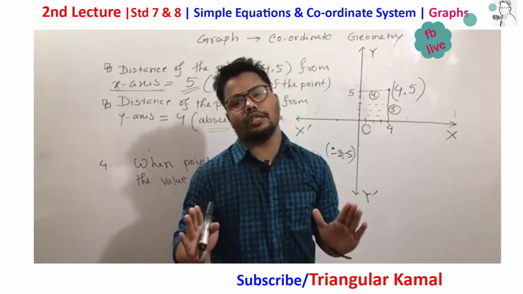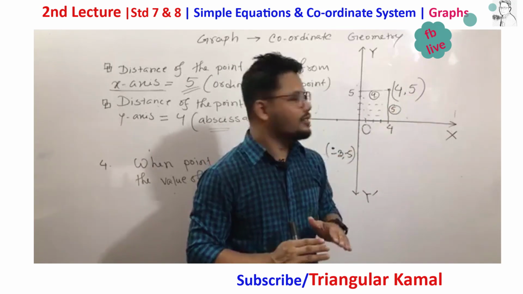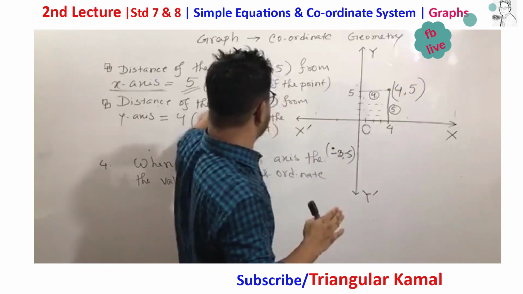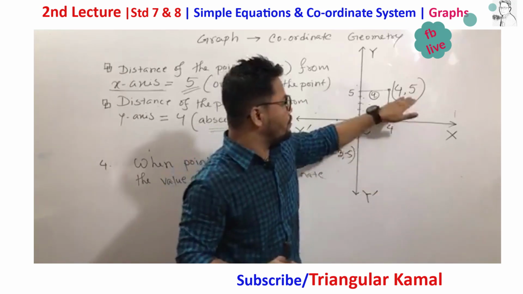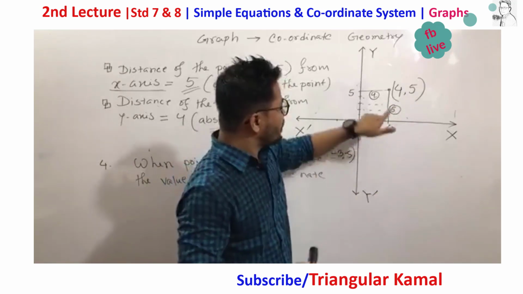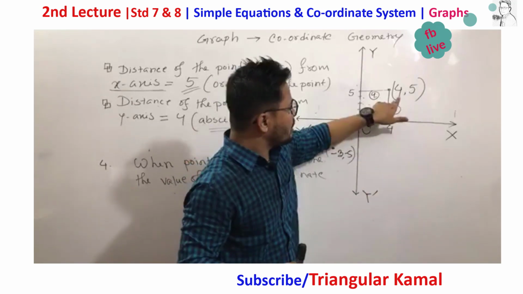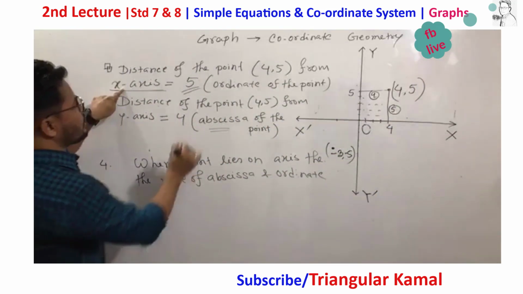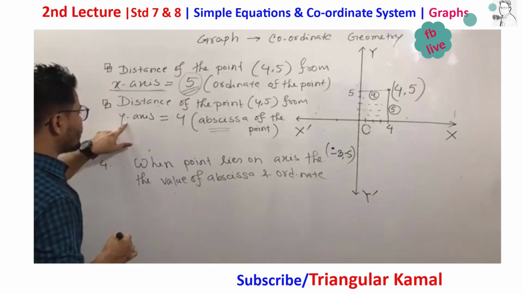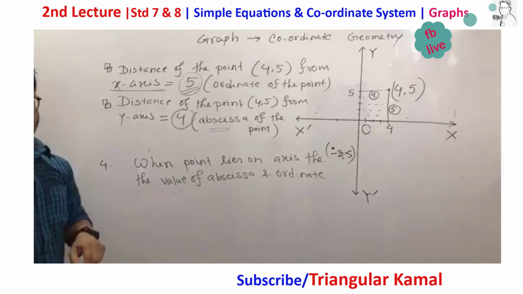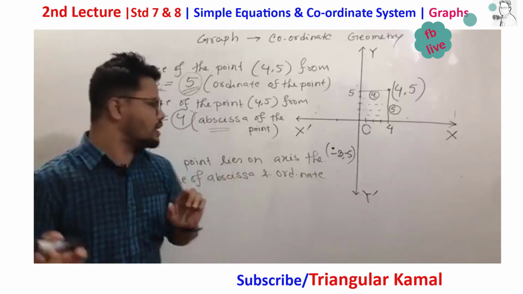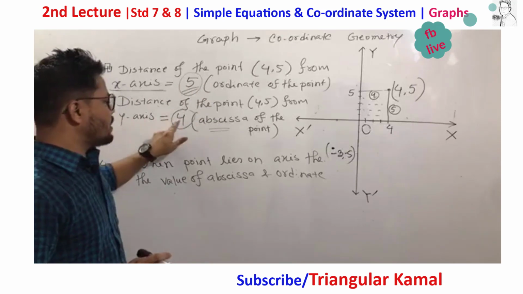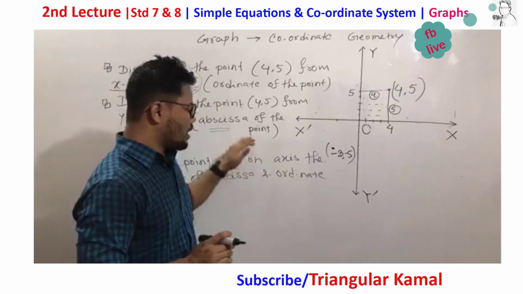These types of questions you have to answer in the exam hall. What is the distance from x-axis to the point? This question is important not only here, but in class 8 and class 9. Find the distance of the point from x-axis or both axes. If I ask the distance of the point (4, 5) from x-axis, ordinate will be the answer. When I ask from y-axis, abscissa will be the answer. Just the opposite. I think this is clear.